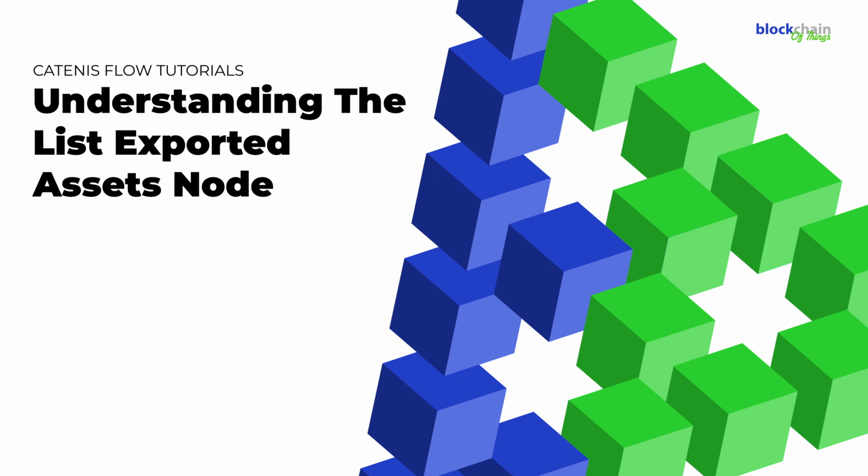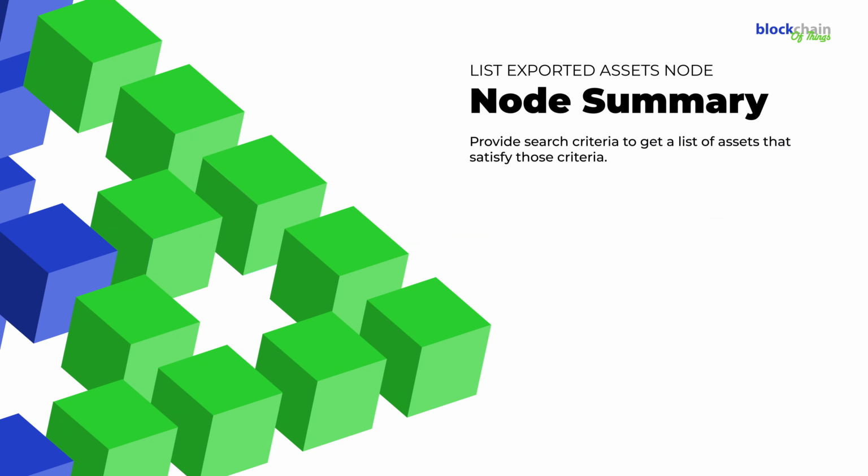In this tutorial, you'll learn all about the List Exported Assets node. The List Exported Assets node retrieves a list of previously exported assets that satisfy your search criteria. Then the node returns the status of these assets, as well as further relevant information.